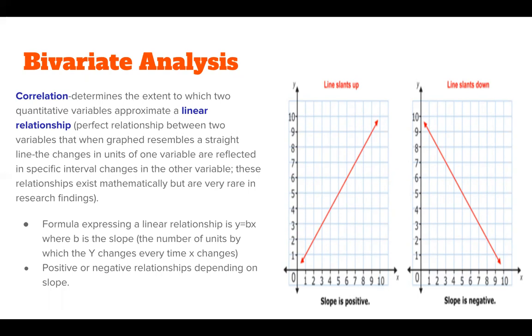And so, the formula for this, y equals bx, in that formula, your b is your slope, which is the number of units that y changes every time that your x changes. And if your slope is positive, the graph is that type of diagonal where as your x increases, your y increases. If your slope is negative, then it's the opposite. Your y decreases as your x increases. But as noted, most of your data isn't going to have this perfect linear relationship.